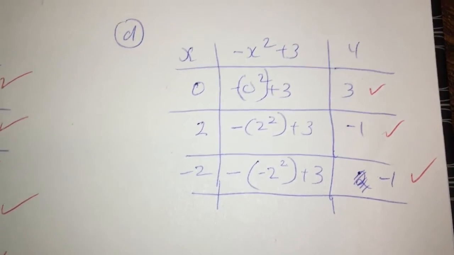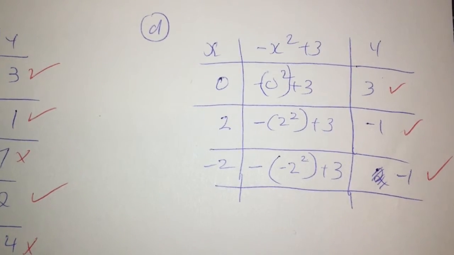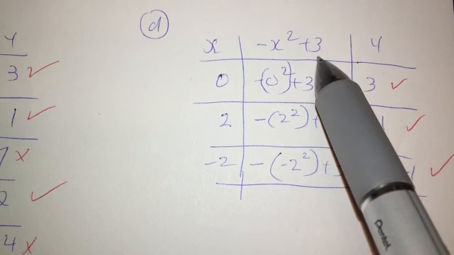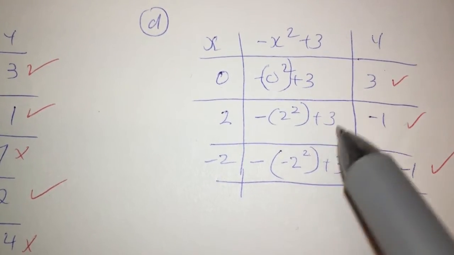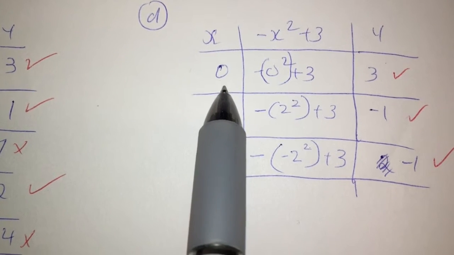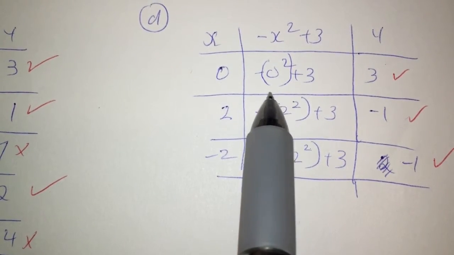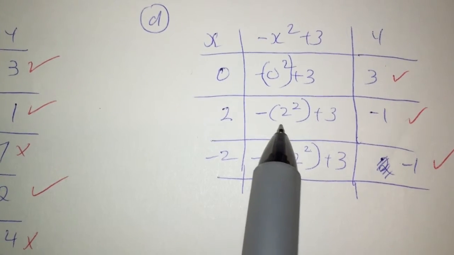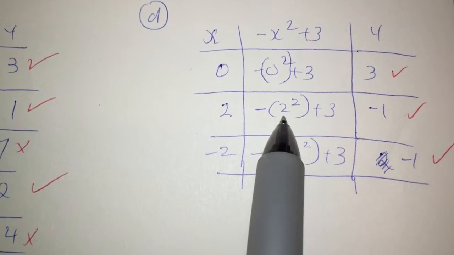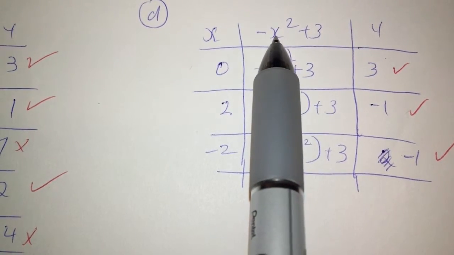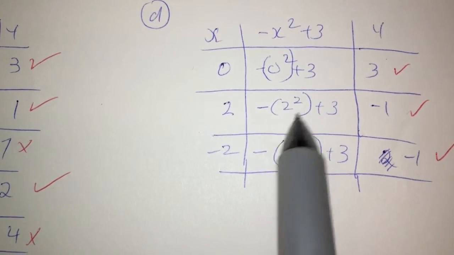Okay, so now you look at the fourth function, which is y equals negative x squared plus 3. So be very careful when you evaluate this. Okay, so assume first x equals 0. That's simple. When x equals 0, y equals 3. Okay, when x equals 2, pay attention that the square is for x. Okay, so this is how you evaluate it.